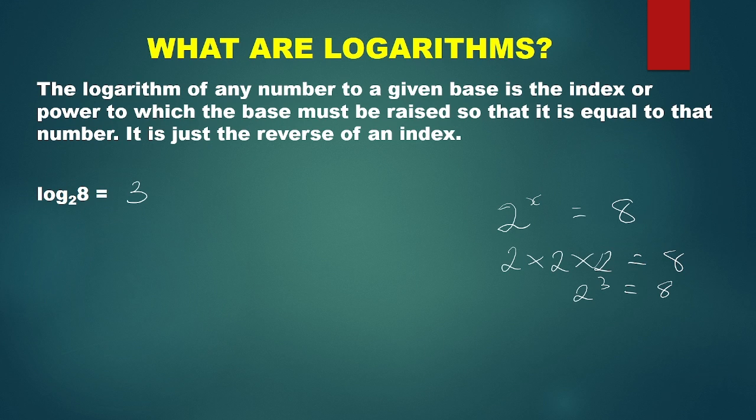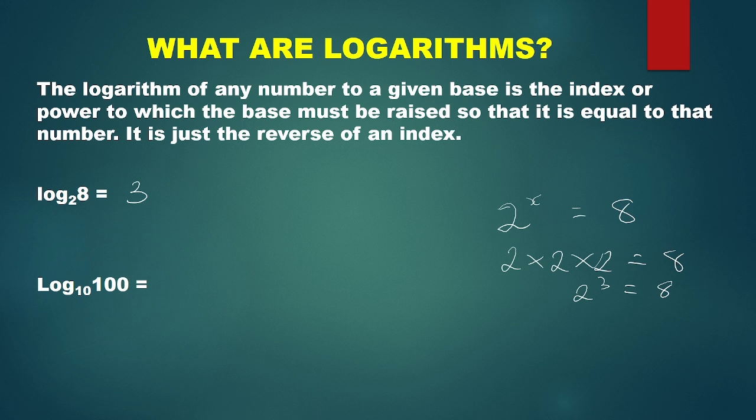Note, 2 is the base, 8 is what we are looking for the log of. So logarithm of 8 in base 2 is 3. How do I know it's 3? Because logarithm is the reverse of an index and 2 raised to power 3 is 8. So therefore, log of 8 in base 2 is 3.